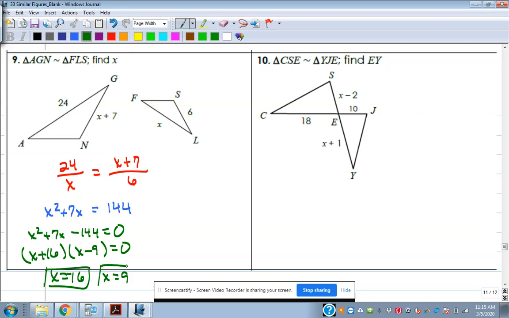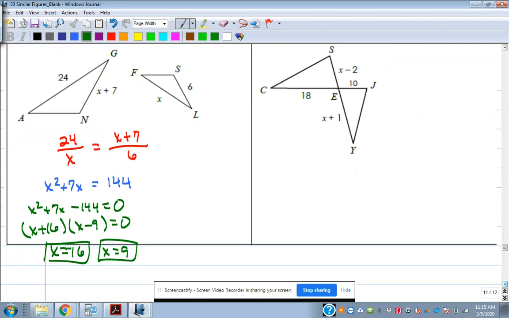Are both of those answers to this problem? I don't know. You tell me. Negative 16 plus 7 is negative 9. Then the length of the side of the triangle is negative. No, so it can't be negative 16. So negative 16 doesn't work. Does 9 work? Yes. 9 plus 7 is 16.